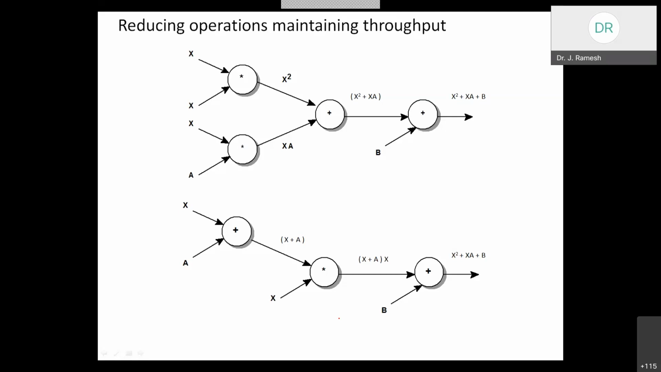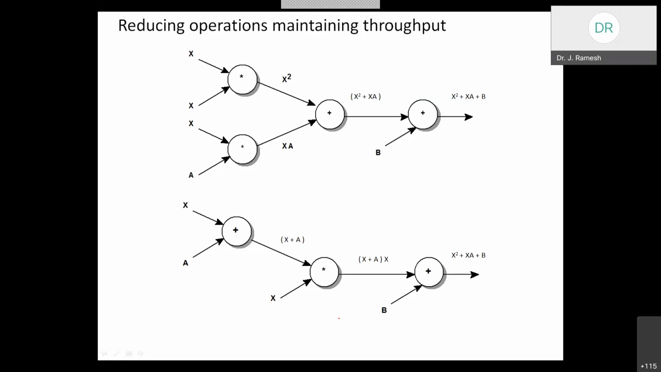So instead of going for x square generation, then xa generation, and then proceeding for x square plus xa, here x plus a is generated first and then that is multiplied with x, and then finally b is added, so that one multiplier will be reduced. The same function is implemented and the throughput is also same, because the logic depth and the critical path are also same. But we are able to reduce one multiplier.